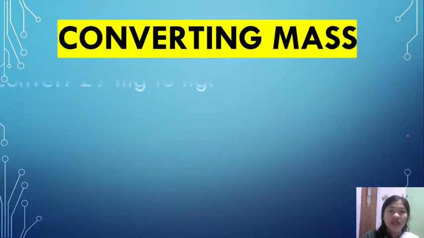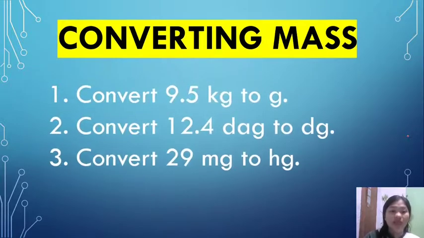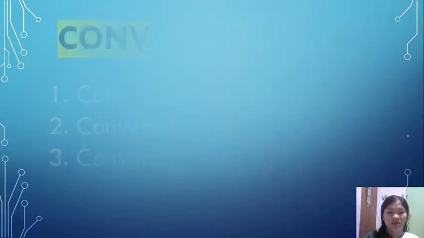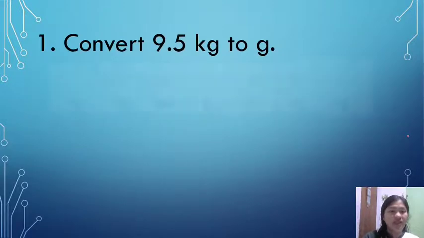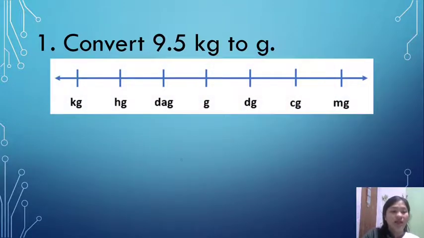So the same applies with converting mass. Only our unit changes here. Instead of meters and liters, we're going to use grams. So for number 1, convert 9.5 kilograms to grams. Number 2, convert 12.4 decagrams to decigrams. And lastly, convert 29 milligrams to hectograms. So we will do the same. We will use the same line. We will just replace the L with G, because we're talking about mass.